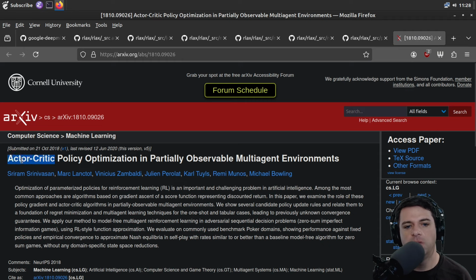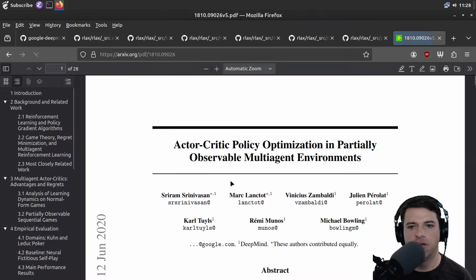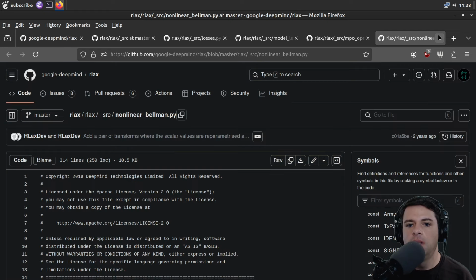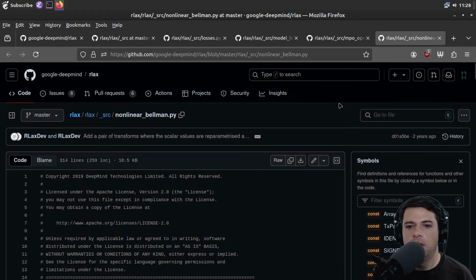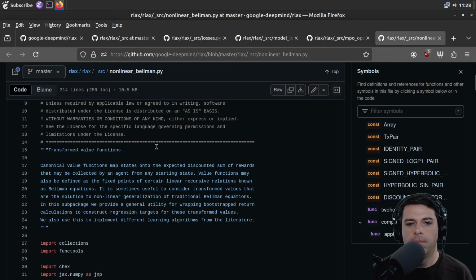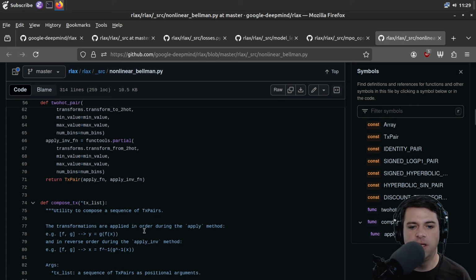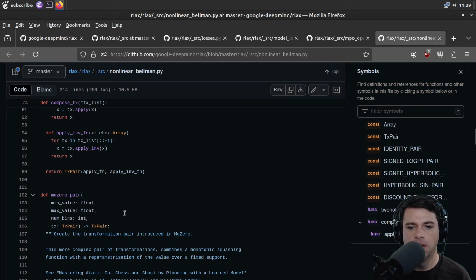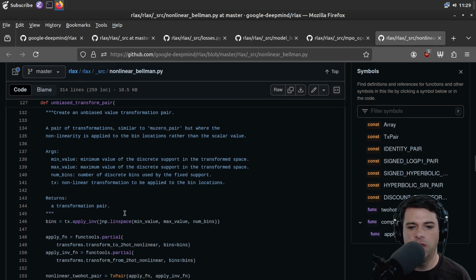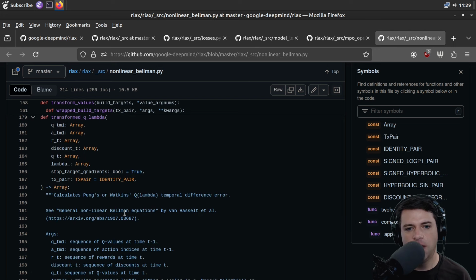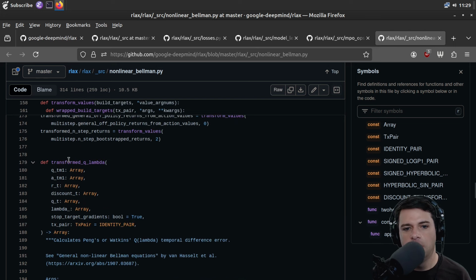Although we saw in Bsuite that their version of actor critic didn't perform very well. Okay, here's a nonlinear Bellman. Transformed value functions. We've got two hot pair. Construct a TX pair matching two hot reparameterization and its inverse. Compose TX. Unbiased transform pair. So these look largely like transformations, transformed Q lambda.